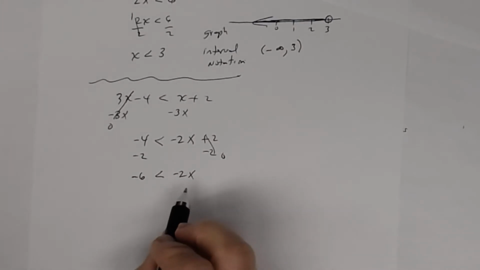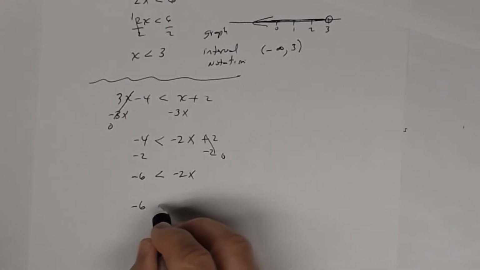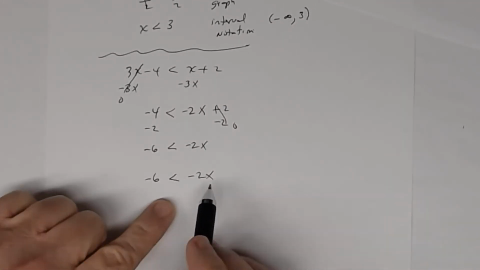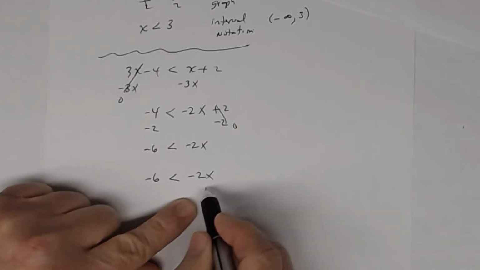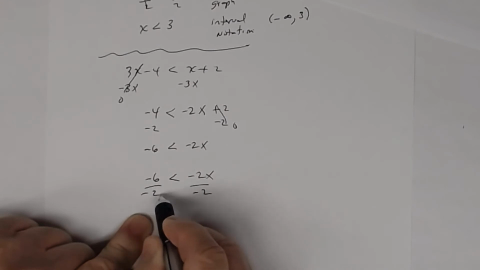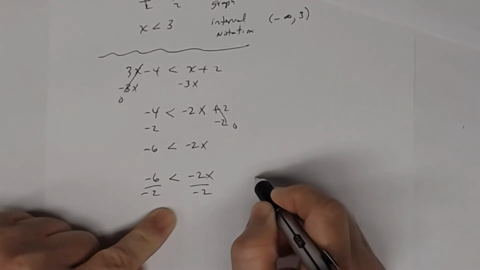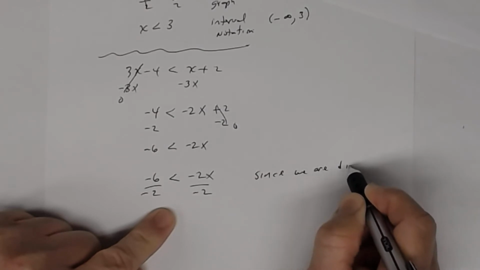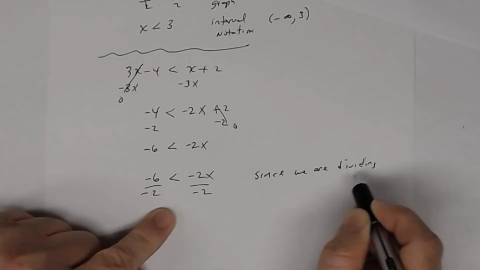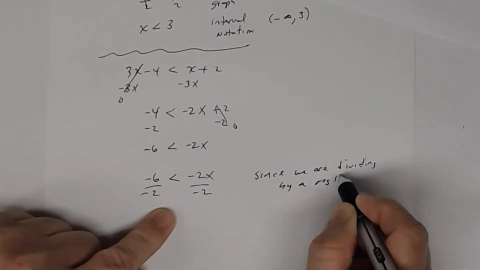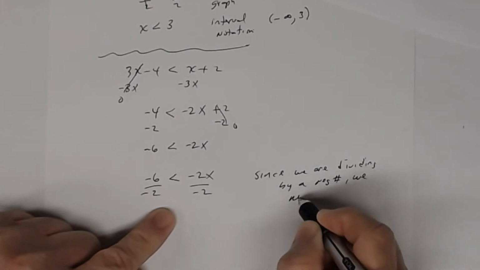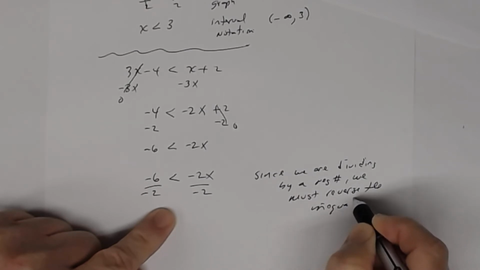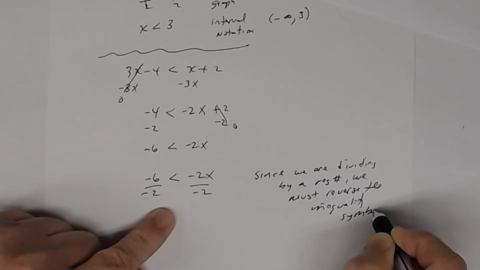Okay, now I got to get x by itself. So I'm going to go ahead and rewrite that statement over. All right, so at this point, listen carefully. If I'm going to get x by itself, I'm going to go ahead and divide both sides by negative 2, right? But since I'm dividing by a negative number, now remember, dividing by a negative number, we must reverse the inequality symbol.